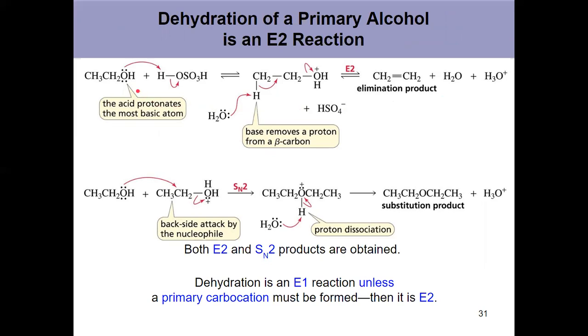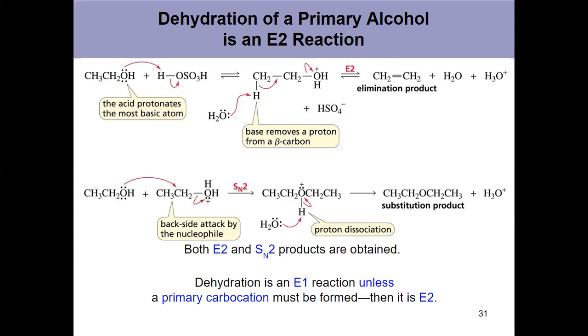Now, if it's primary, same first step, protonating the leaving group, but then you're in E2, so everything's happening at the same time. Base pulls off the beta carbon, electron density shifts over to form the pi bond, your leaving group departs, all at the same time. You see right there, it's an E2 reaction. You should be familiar with those mechanisms now from chapter 9.